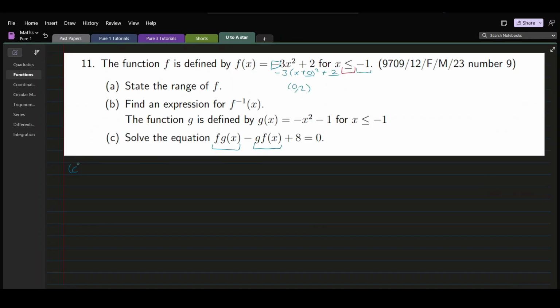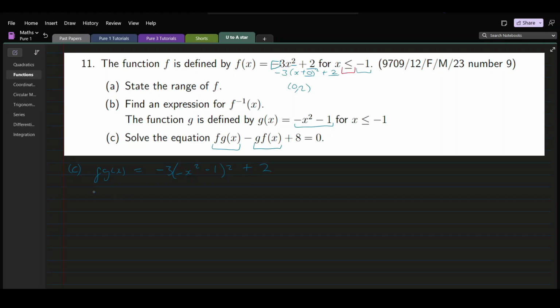So part C, let's find fg of x. fg of x. So we're putting g into f. What's our function f? f is negative 3x squared plus 2. So wherever there's an x, we're going to substitute with g of x. So we're going to put this there. That's negative x squared minus 1. And then we have squared plus 2.